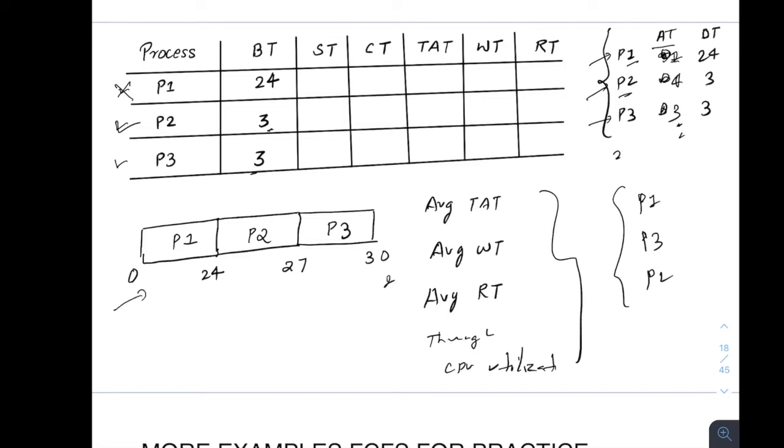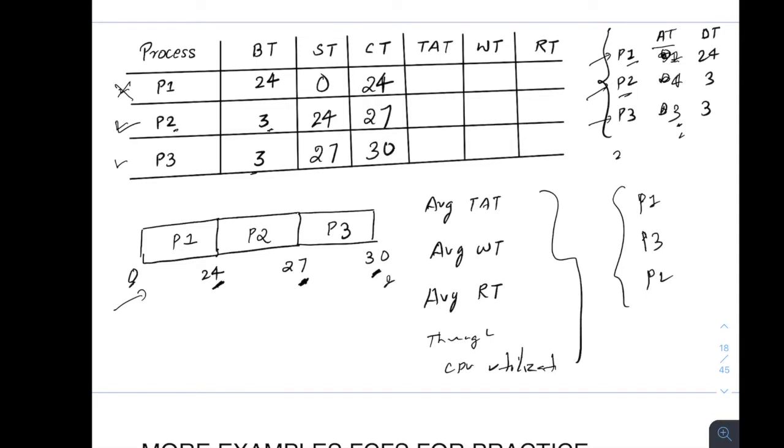Now see, start time for process 1 is what? 0, right? At 0, process 1 is starting. For P2, it starts at 24. What about P3? It starts at 27. What is the completion time of P1? It completes at 24. P2 completes at 27. P3 completes at 30.